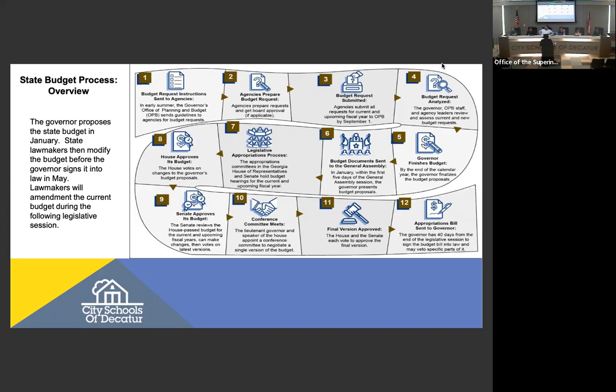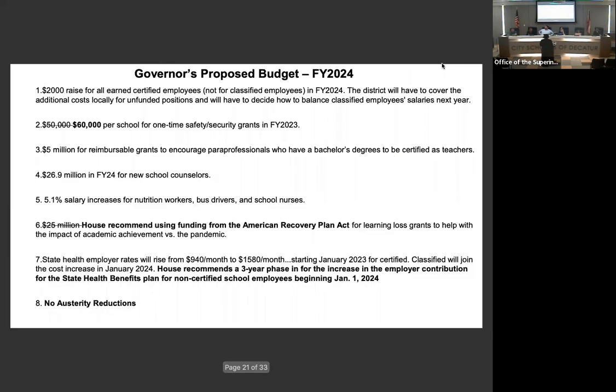The governor gave the state of the state address in mid-January. The information obtained from the state budget process is instrumental in establishing the district's tentative budget and amendments to the current budget. Some of the highlights on the governor's fiscal year 24 budget for education include the following. And you will see that I marked through some of the numbers that you were initially given, and that's because changes have been made since then. This process will continue to change.